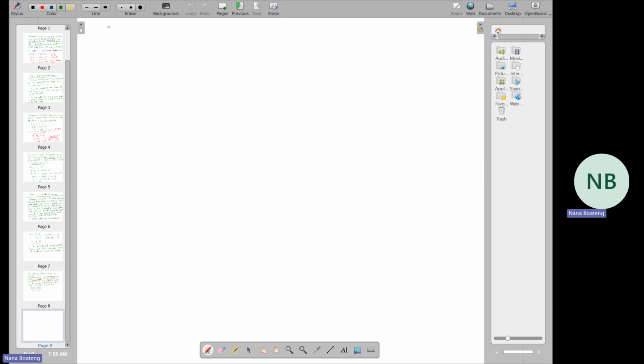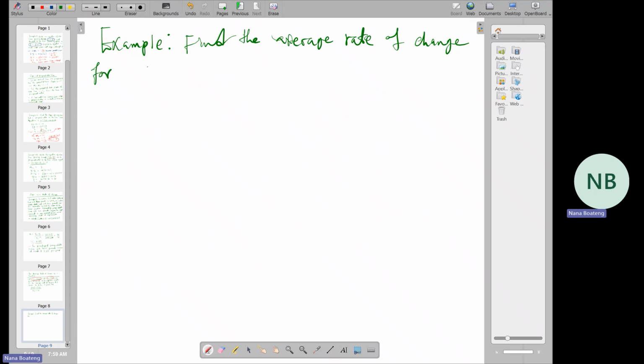So this should be our example 4. It says find the average rate of change for f of x equals x cubed from x1 equals -2 to x2 equals 0.